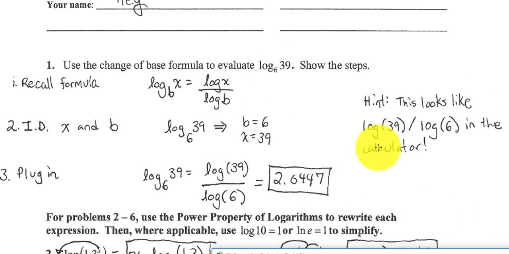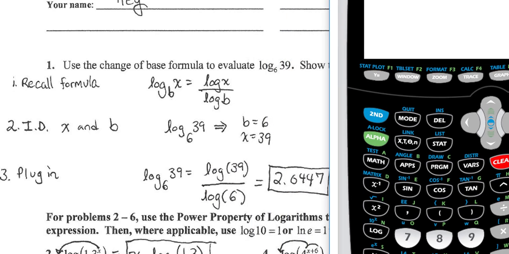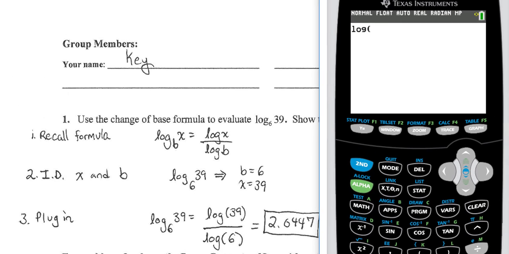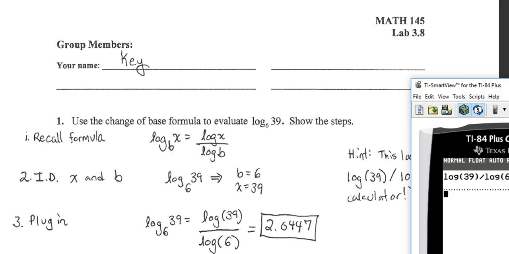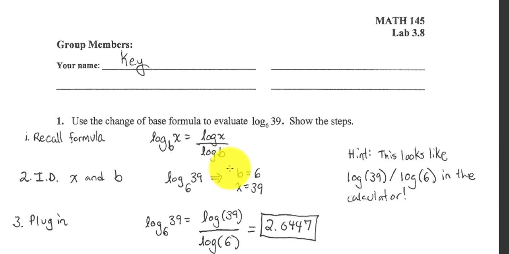And in your calculator, you're going to enter log 39. Let's just do that very quickly. Log 39 divided by log 6, and press enter, and there's our answer. Okay? So there's not much to that.